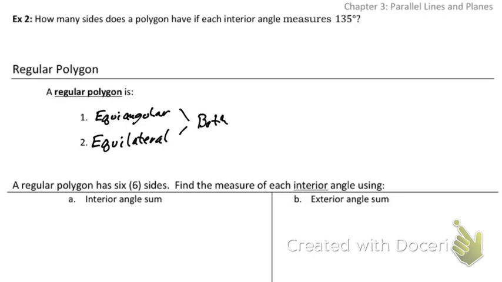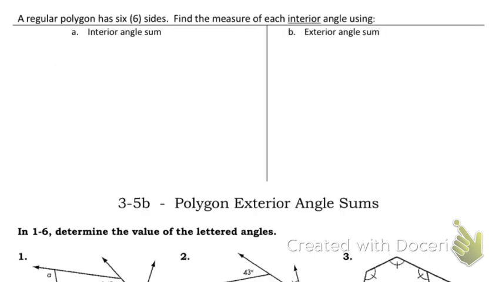All right, the last thing we're going to do is we're given a regular polygon that has 6 sides. So it's a hexagon. It's a regular hexagon. It says find the measure of each interior angle using 2 different methods. The first method we're going to use is using our information that we know about interior angles. The other method is going to be we're going to use our exterior angles sum to come up with what one interior angle equals.